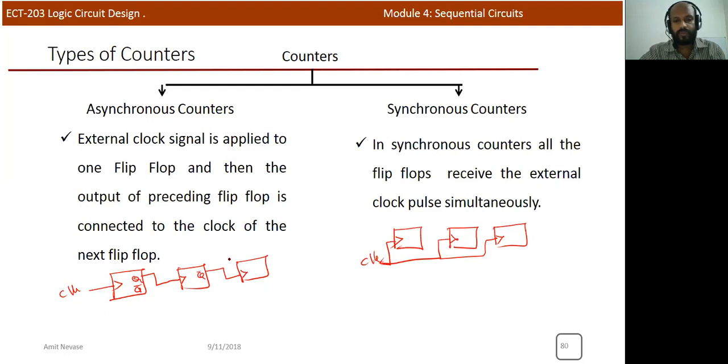So here you can see the main difference between asynchronous and synchronous. In the case of synchronous, the same clock is used, but in the case of asynchronous, the clock is applied only to the first flip-flop, and then the output of the preceding flip-flop is connected to the clock of the next flip-flop. Either Q or Q bar is connected to the clock input of the next flip-flop.